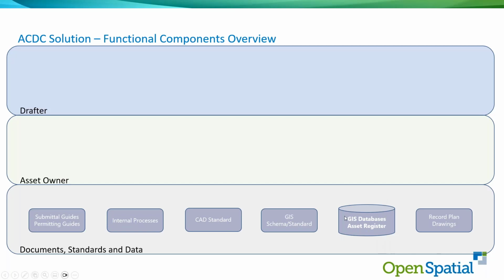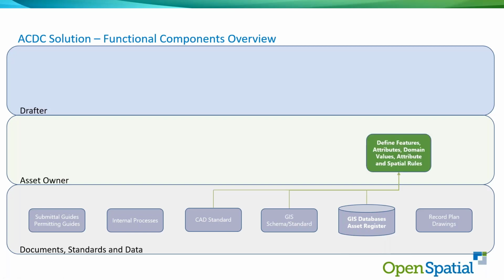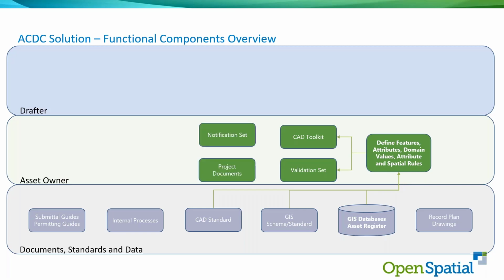And so we look at this, particularly driven by the GIS, to define what features, what attributes, what are the domain values, what sort of rules. Is it a segmented network? If you've got water, sewer, or storm, you want the start and end nodes and things like that. How is the topology stored? And so we build that out in ACDC in the desktop to get essentially a CAD toolkit, a validation set, and associated project documents.